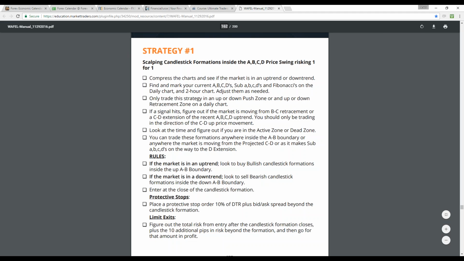Now when a signal hits, we need to determine which part of the movement we're in. Are we retracing from B to C, or are we in the push zone, or C to D part of the move? You should only be looking to trade in the C to D. Why? That's the movement that fulfills the swing. That's the movement that takes place in the same direction of the overall trend, which makes that movement the one that will offer a higher probability of success when trading in that direction.